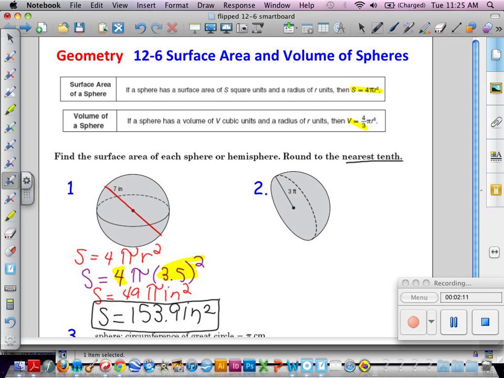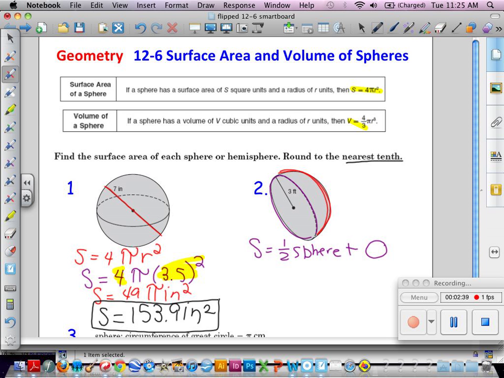Let's take a look at example number 2. We're asked to find the surface area of this hemisphere. Now this problem is a little bit trickier, people. To find the surface area, you're going to have half a sphere, plus you're going to have that circle. You see that right here? You're going to have this circle, and you're also going to have the half of the sphere.